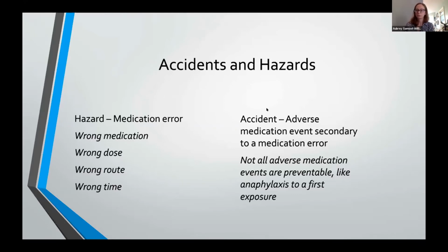So adverse medication events may or may not be related to medication errors. So things like if you have an allergic reaction to a medication on your first time getting it, there was no way that you could have prevented that. There was no way you would have known. If though you have anaphylaxis on your second time getting it, when you've had known anaphylaxis in the past, well, now that's an adverse medication event that is secondary to a medication error. So those were what we defined, what we looked at.